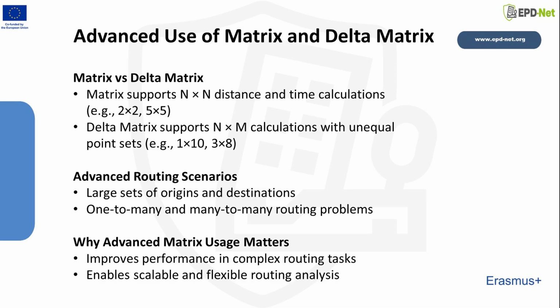Matrix and delta matrix calculations play a critical role in advanced routing scenarios. A standard matrix performs n-by-n calculations, where distances and travel times are computed between all points in a set. This approach is useful when all locations need to be evaluated against each other. Delta matrix calculations, on the other hand, support n-by-m scenarios, where the number of origin points and destination points does not need to be equal. This makes delta matrix especially suitable for advanced routing problems such as one-to-many or many-to-many analyses.